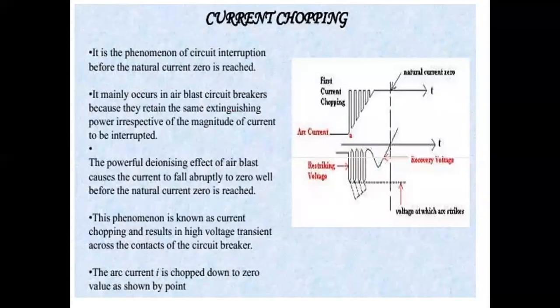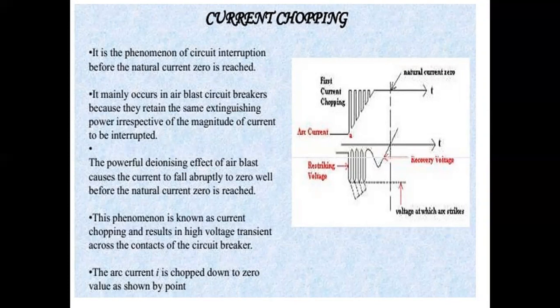Current chopping. What is current chopping? It is a phenomenon of circuit interruption before the natural current zero is reached. It mainly occurs in air blast circuit breakers because they retain the same extinguishing power irrespective of the magnitude of current to be interrupted. The powerful deionizing effect of the air blast causes the current to fall abruptly to zero well before the natural current zero is reached.